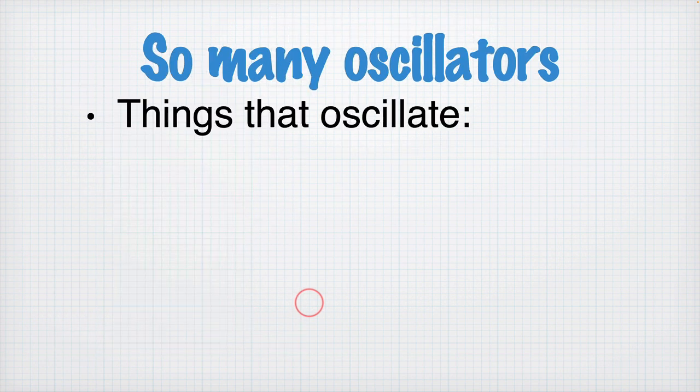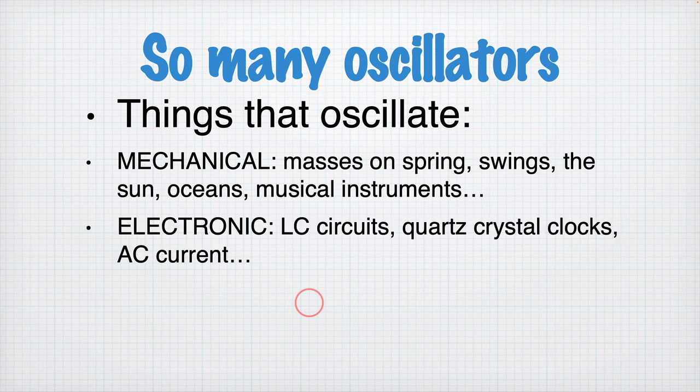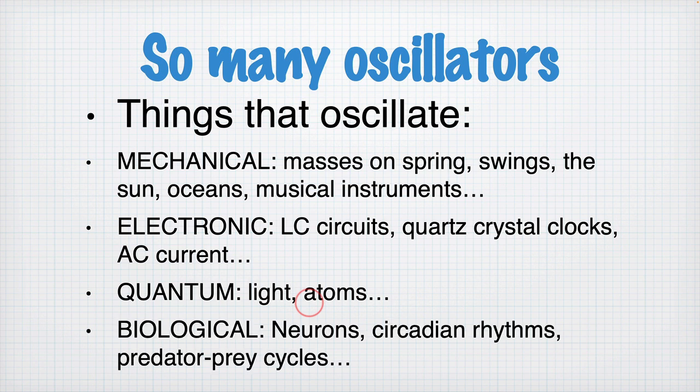There are so many different things that oscillate. So for example, we have masses on springs, we have swings, the sun, the ocean with the tides, musical instruments. We have electronic oscillators, LC circuits, so inductive capacitive oscillators, quartz crystal clocks like the quartz tuning fork I showed you, AC current. We have quantum oscillations with light and atoms. We have biological oscillations with neurons, circadian rhythms, predator-prey cycles. There are so many different things that oscillate, and many of them can be described with a very simple equation.